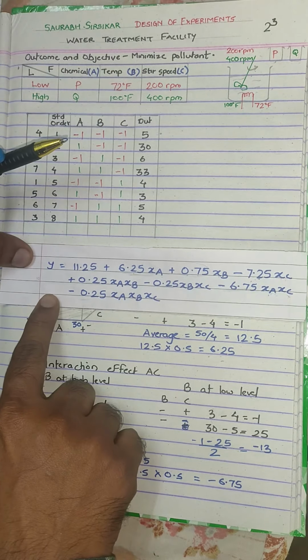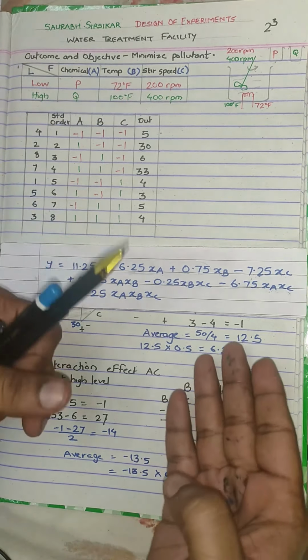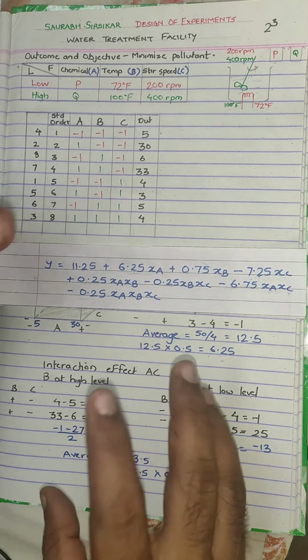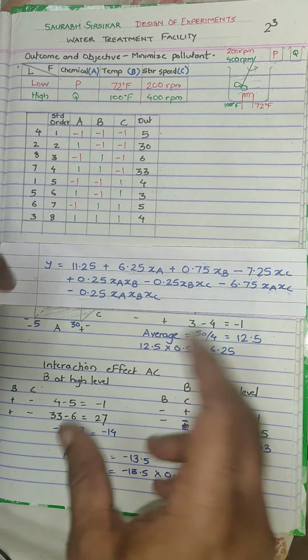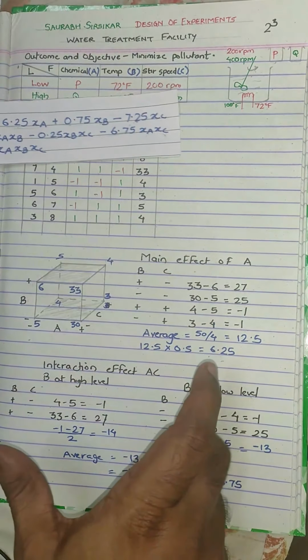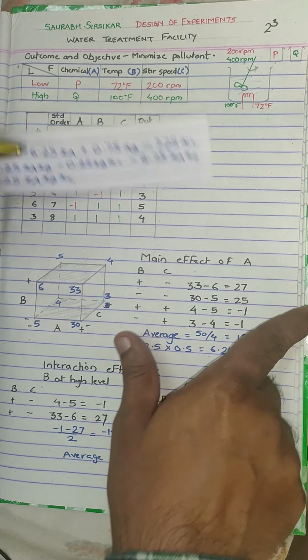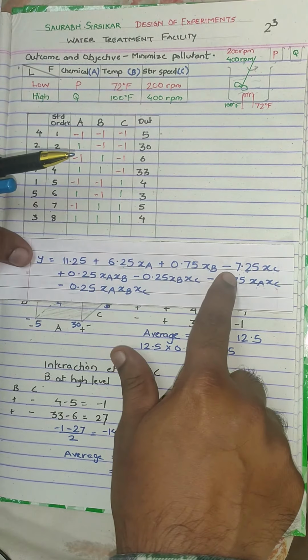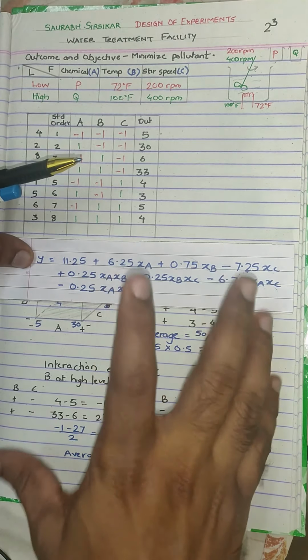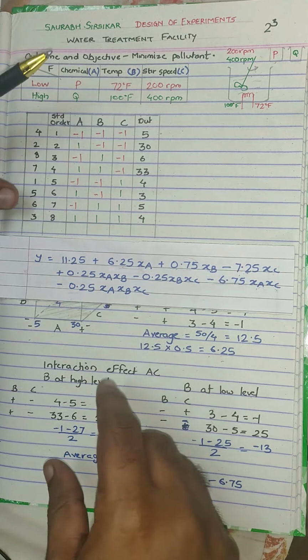So you can imagine the amount of calculations required if you go with the conventional method. In the upcoming video I am going to show you how to do it in a faster way, but what I want to do is calculate the main effect of B and C and match it with this answer. That will be a good exercise for you and it will enhance your understanding.